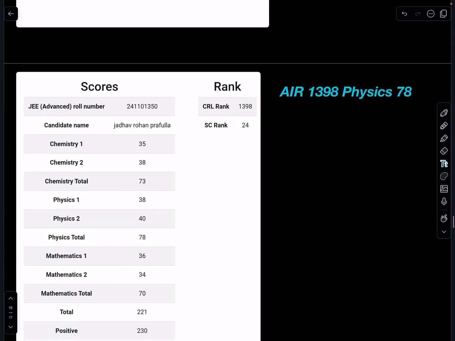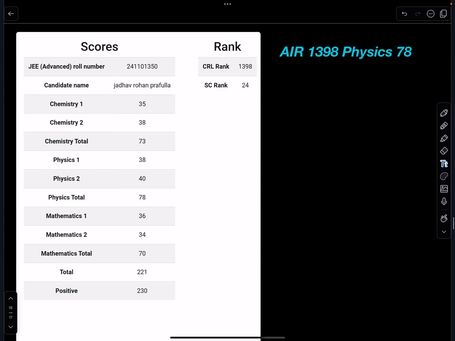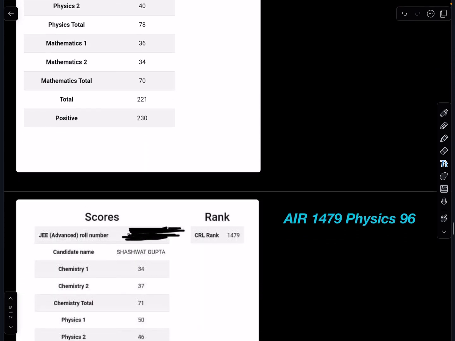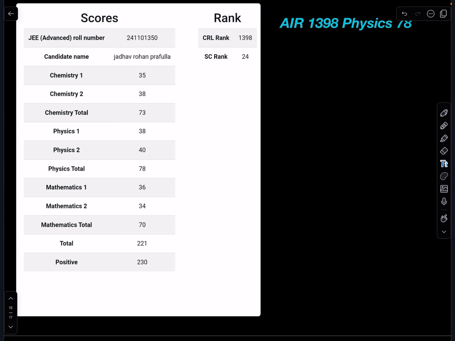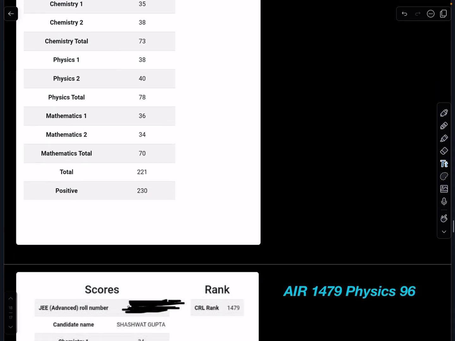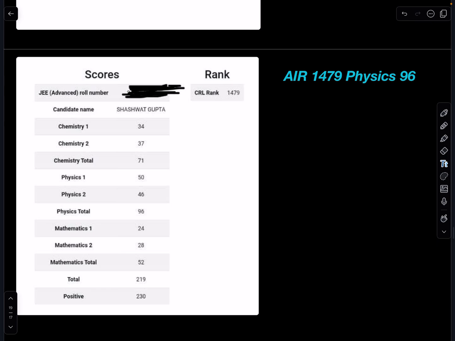Then we have Rohan, and All India rank is 1398, and category rank is 24, and physics score is 78. But you see the rank of 1400 is at 221 score. Normally it used to come around 170, 180 zone, 160 zone. So this year's result is crazy in my opinion.